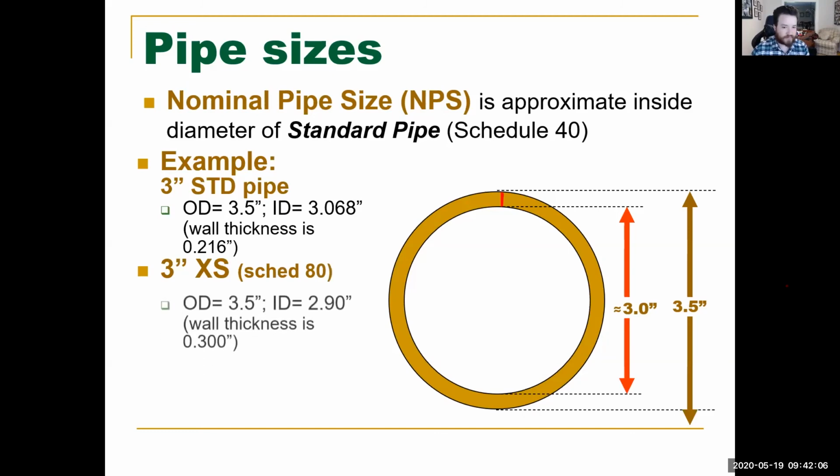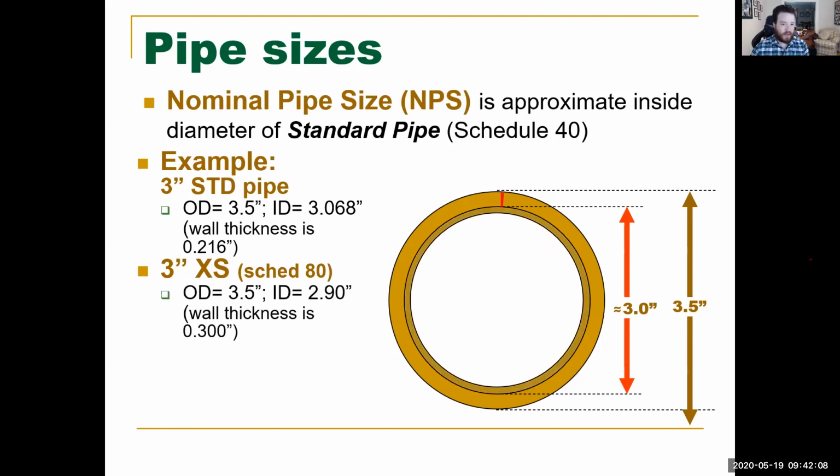All right. So if we go to Schedule 80, its outer diameter is still 3.5, but its inner diameter is 2.9, all right? So we decrease the inner diameter, but we're increasing our wall thickness. So now our wall thickness is 0.3 inches.